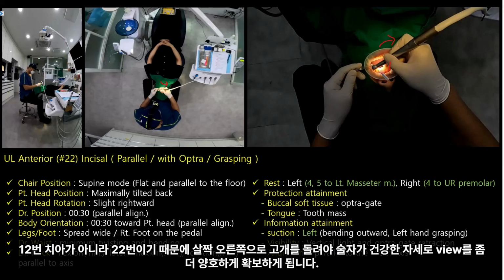Because we're dealing with tooth number 22, not 12, a slight turn of the head to the right ensures that the operator can secure a more optimal view, all while maintaining a healthy working posture.